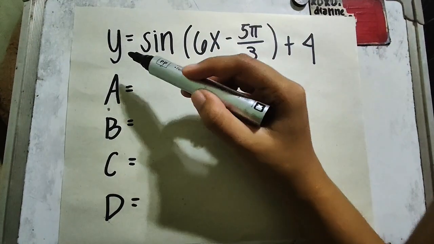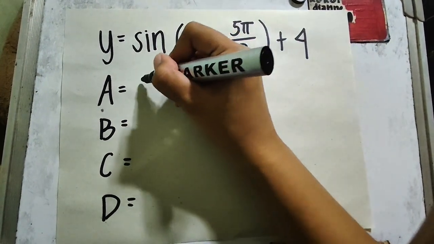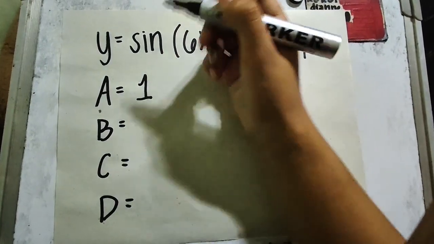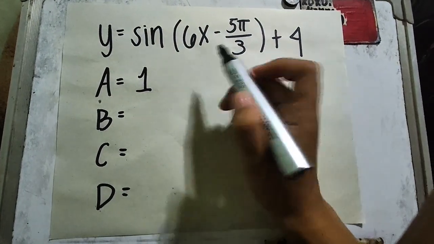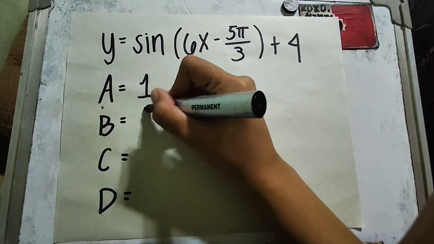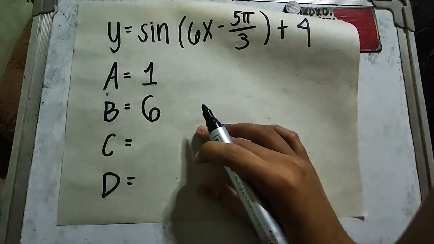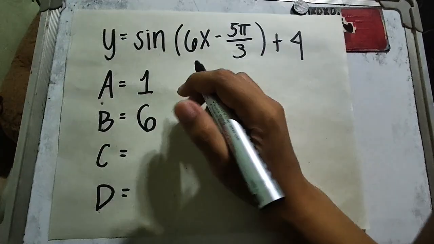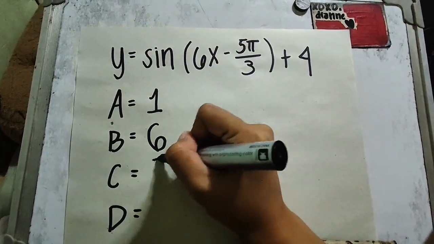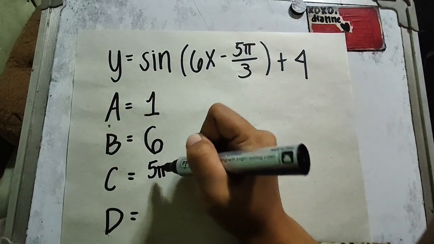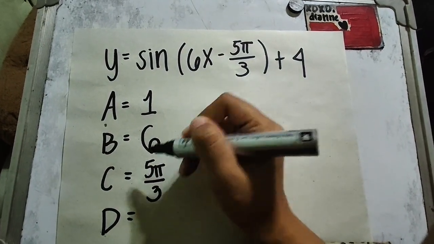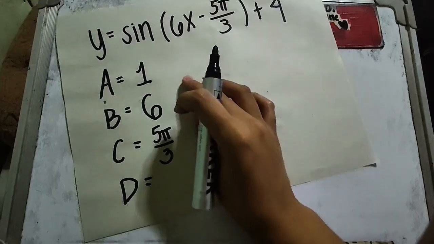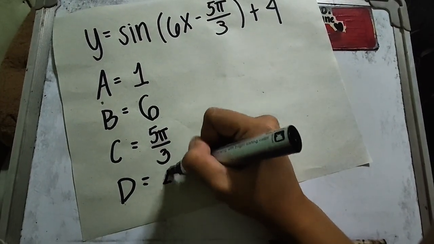Now let's graph a sine function with all of those parts combined. The A here is 1. Next is the B. The B is 6. Next is the C, which is 5 pi over 3. Next is our D, which is 4.